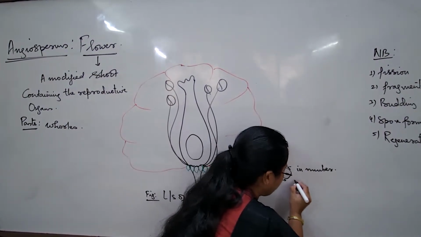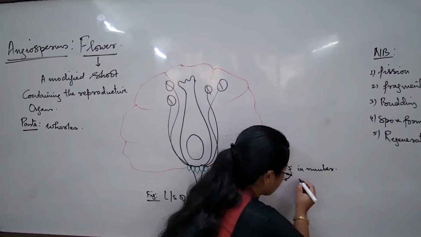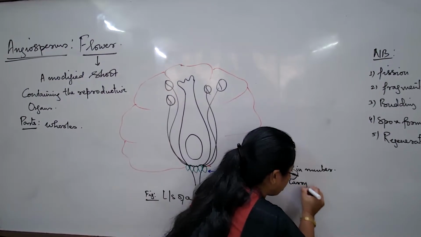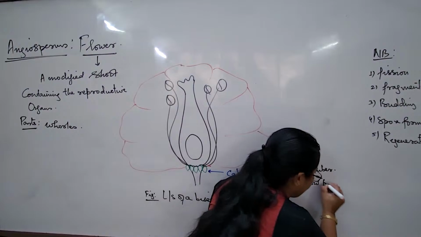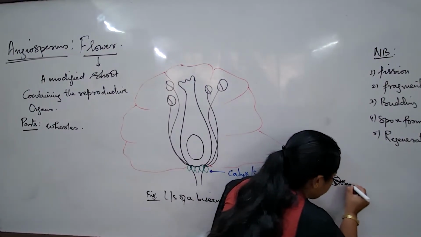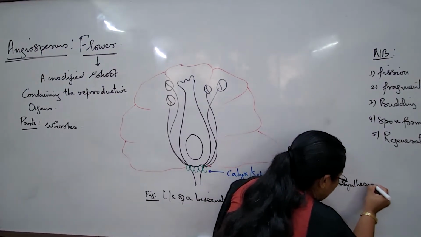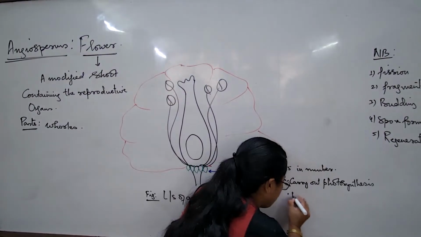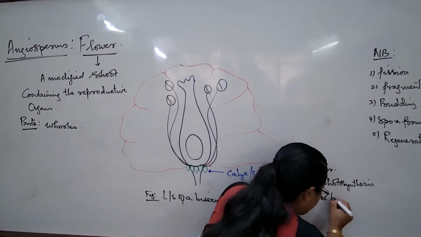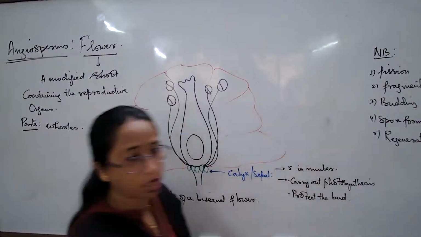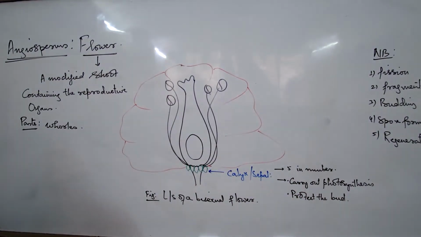What else? What about their functions? Their functions, they carry out photosynthesis. What is the first function? The first function is to carry out photosynthesis. What about the second function? Their second function is to protect the bud of the flower. These are the 2 functions you are supposed to write.